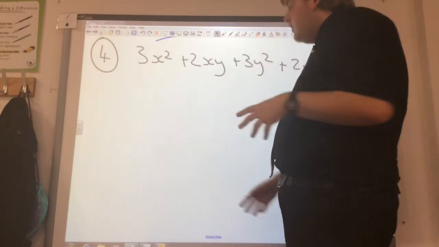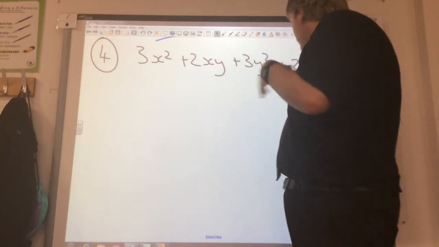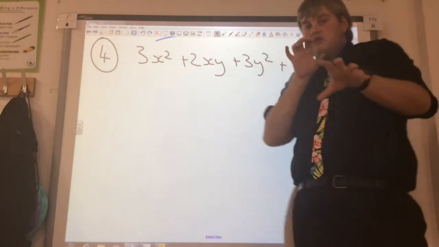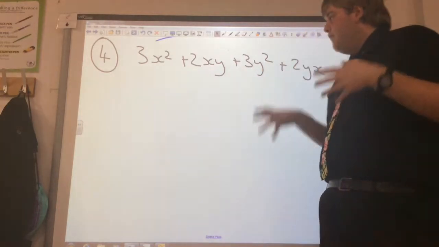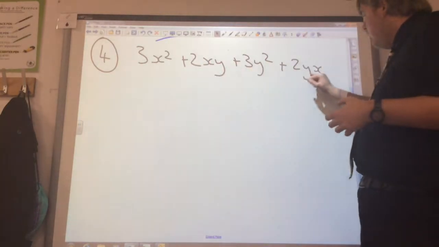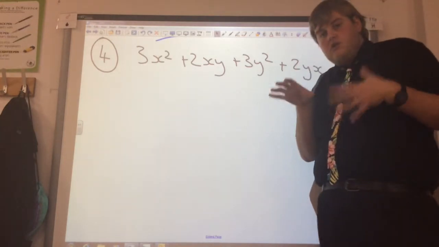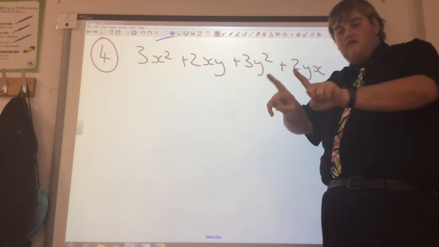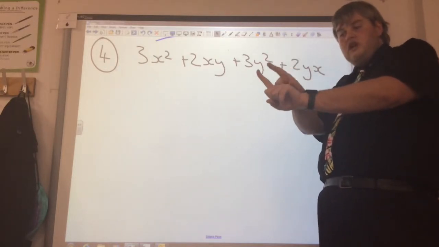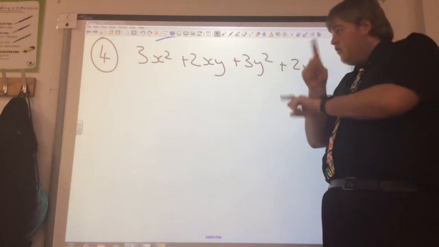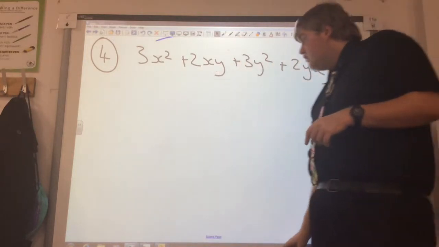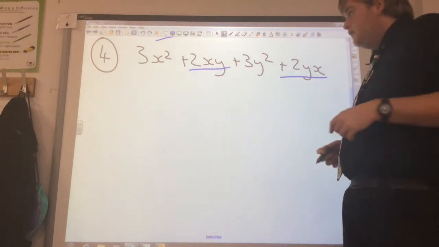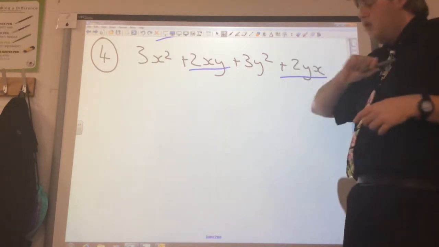So, now we've got 3x squared plus 2xy plus 3y squared plus 2yx. Now, to start with, this looks like we haven't got anything the same. But we've got an xy there and a yx there. When you're working with algebra, if you've got 2 letters next to each other, it doesn't matter which way around they are. I could have these 2 bits going this way around, or you could have them this way around. It's still the same thing. So the 2yx and the 2xy are actually the same.